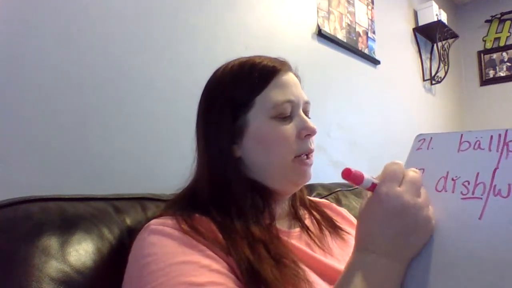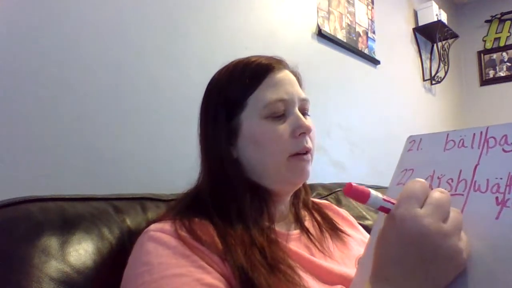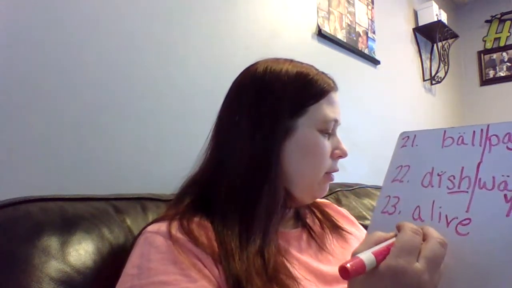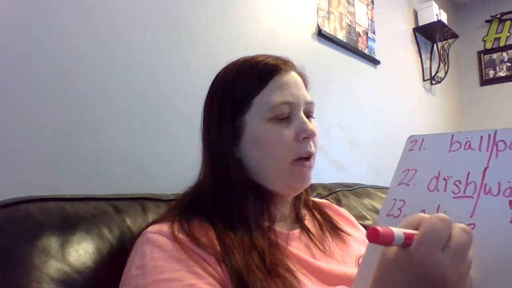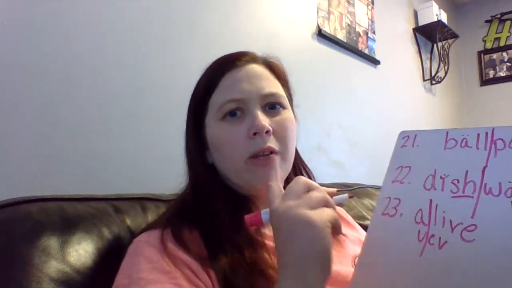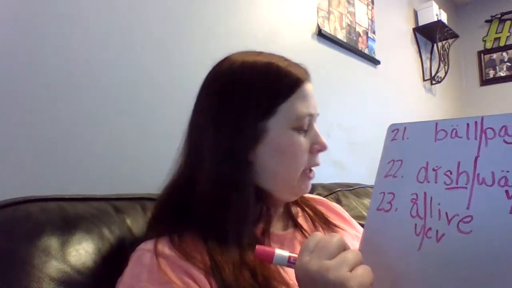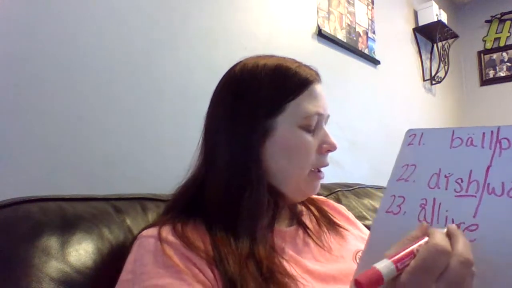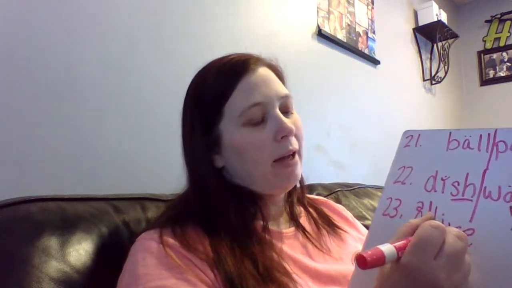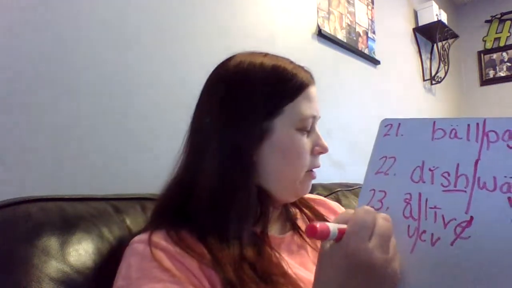All right, 23, alive. Here we have our vowel, consonant, vowel pattern, so we're going to draw a line here, and that's our schwa A. That's what I was trying to say before. It gets our little upside down looking E on top of it. And then here we have I, consonant, E. Our E gets marked off, our I gets a macron.